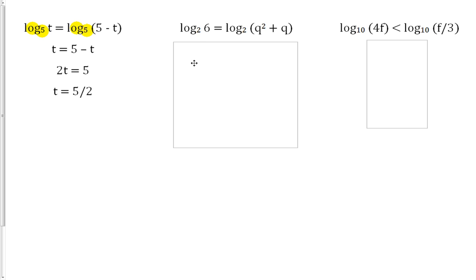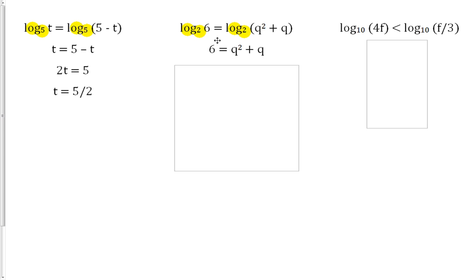This next one here, we have log base 2 of 6 equals log base 2 of q squared plus q. Even though this one has multiple terms in this log, and it has a squared term, variables all over, as long as it's a log base 2 and a log base 2 that composes each side, we can simply drop the logs and set them equal. 6 equals q squared plus q.